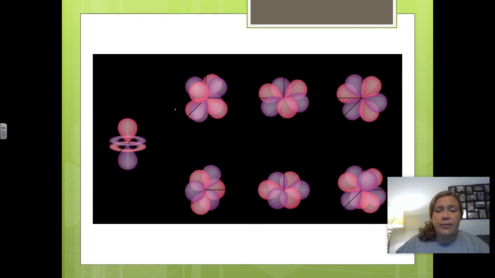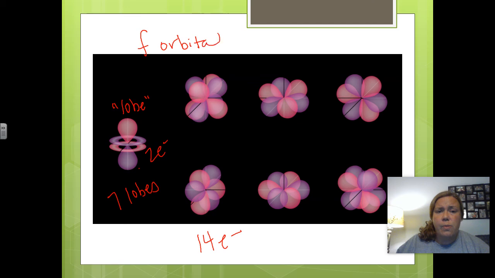Here's a picture of an f orbital in a sense. So you have basically a lobe here, and you have 1, 2, 3, 4, 5, 6, 7. So you have 7 lobes with 2 electrons in each lobe, so a total of 14 electrons. Again, this would be an example of the f orbital.